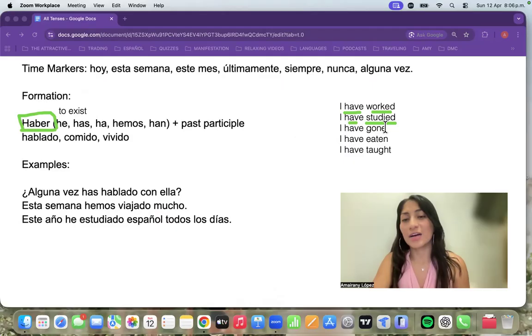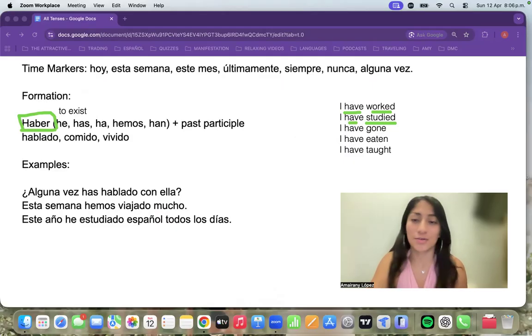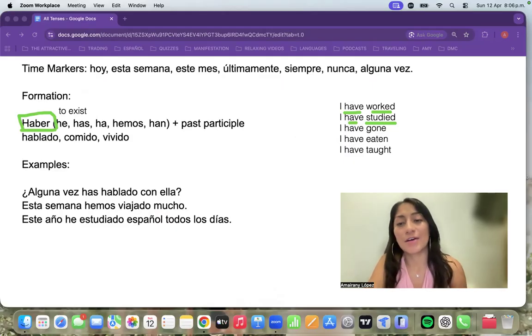So for example, I have worked a lot this week. I have studied a lot this month, right? I have gone, or I have never gone to that place. I have eaten a lot of fruits today. I have taught in different schools. So this is how we use it.